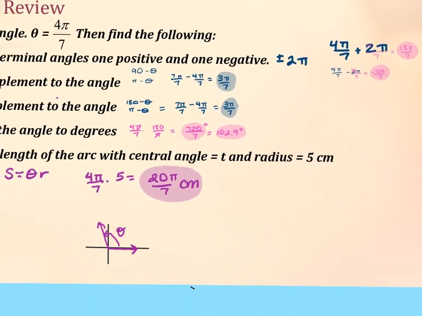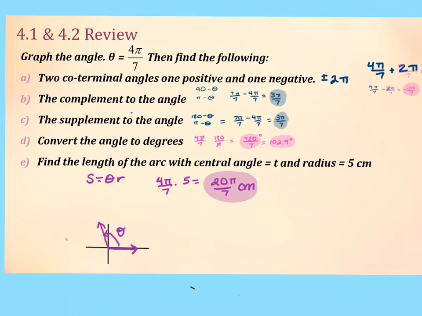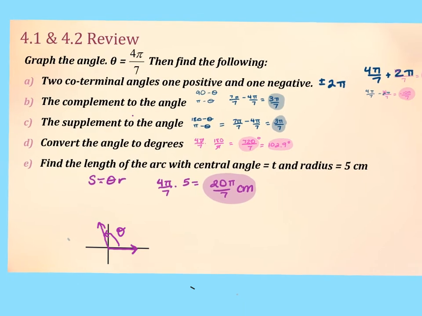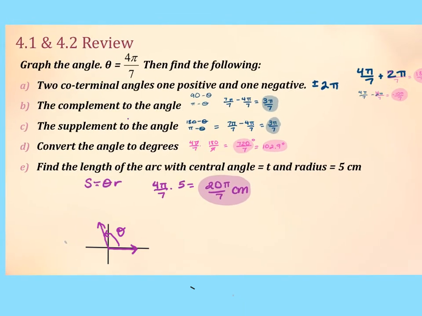Then we get into complement and supplement. So the complement is when it adds up to 90 degrees or pi over 2 if it's in radians. So I'm going to subtract from pi over 2, and, oh no, sorry, I subtracted from pi. This one's this one. That one would be 3 pi over 7.